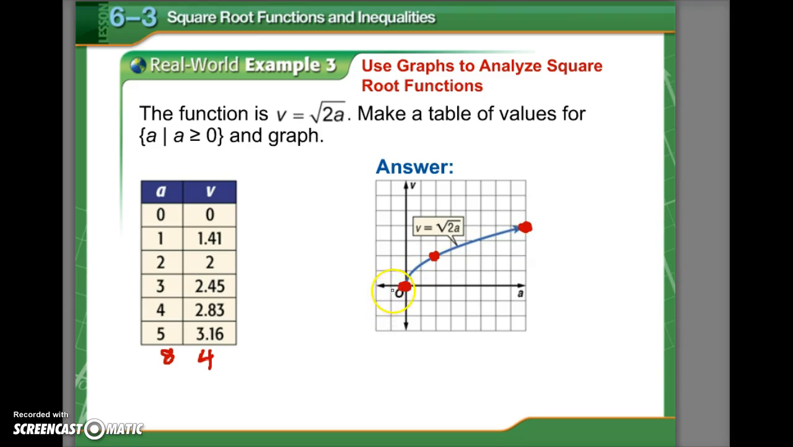And you'll notice all 3 of those points lie on the line. So if you had just drawn those 3 points, then you could easily connect them with that curved line, the square root function, which remember is just half, one side of a parabola that was turned on its side. So that's your graph. That's how you graph square root functions.